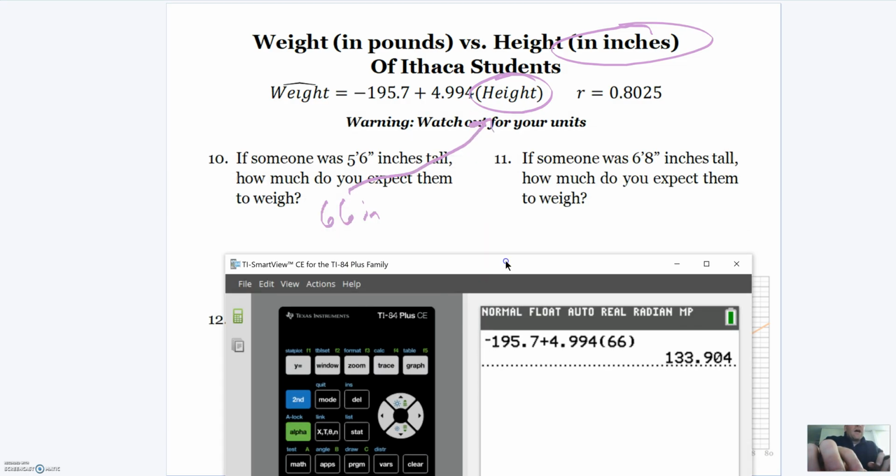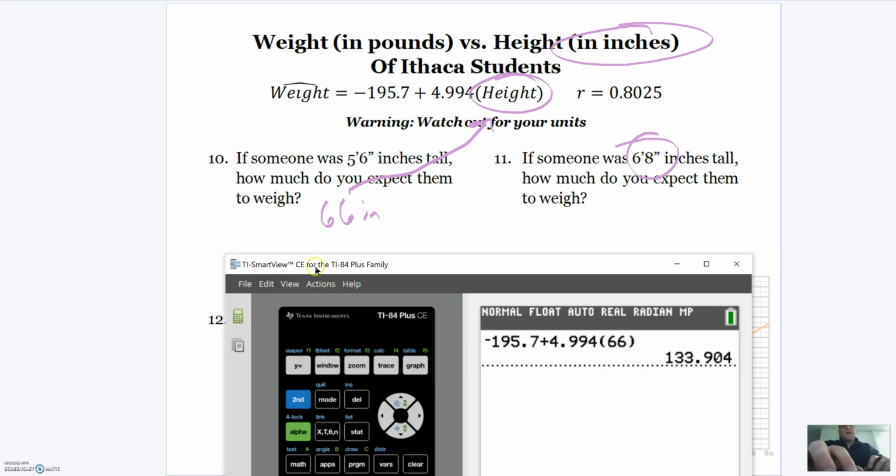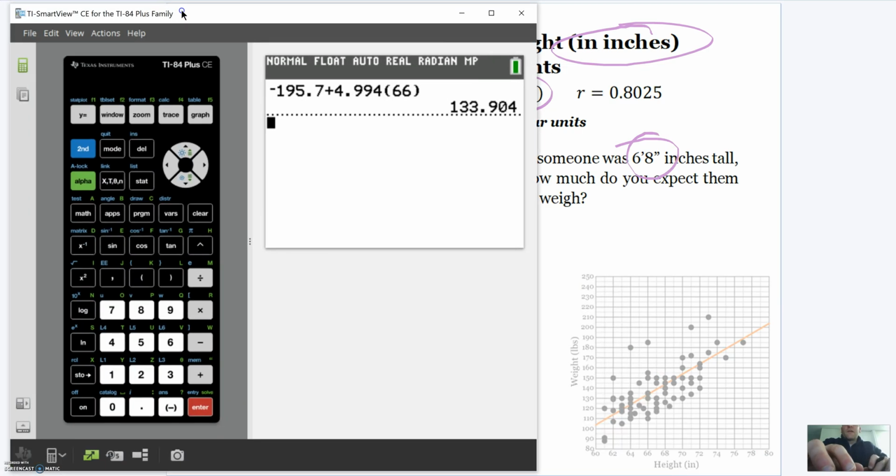Okay, doing another one here. Say we have a relatively tall human, 6 feet 8 inches tall. Again, I'm going to do the same thing here. That's really tall. That means they probably have to duck going through doorways. Anyway, 6 feet 8 inches tall, 6 times 12 plus 8 is 80 inches. So you would expect them to be about 203.8 pounds, according to this model.